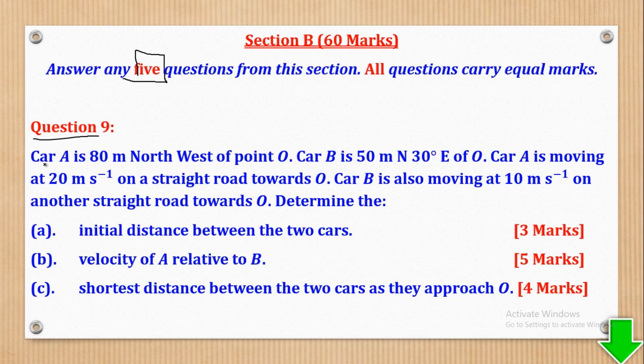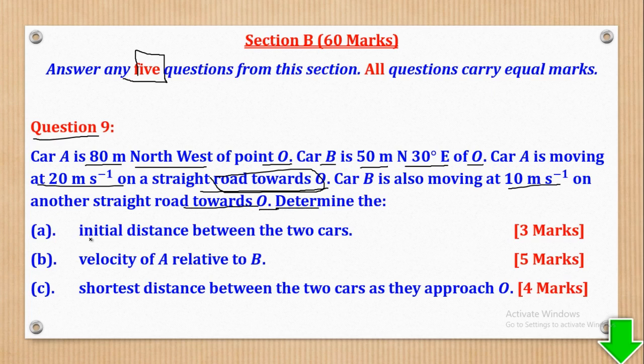Question 9 says car A is 80 meters northwest of point O. Car B is 50 meters north 30 degrees east of O. Car A is moving at 20 meters per second on a straight road towards O, northeastward towards O. Car B is also moving at 10 meters per second on another straight road towards O, northeastward towards O.